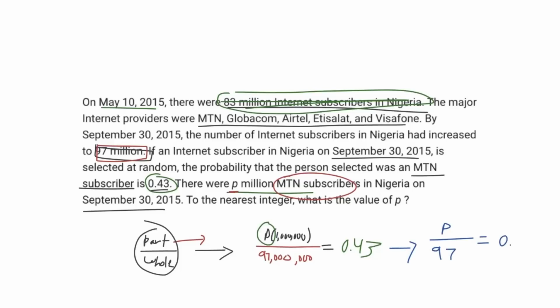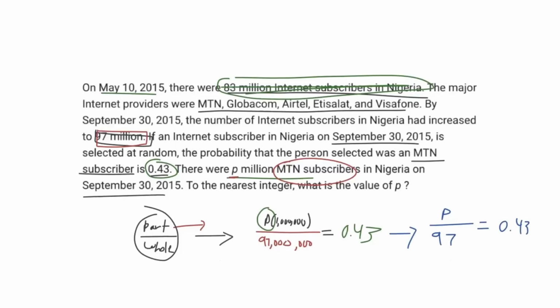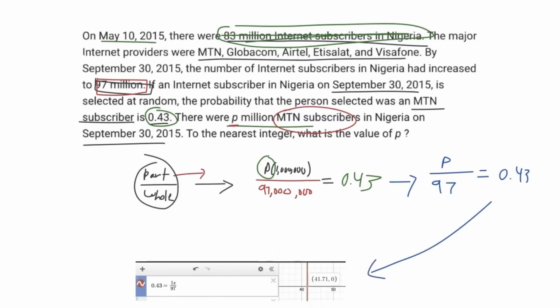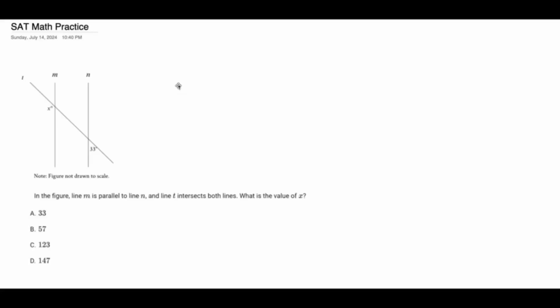equals 0.43. And so you just chuck this into Desmos. I rewrote it differently, but essentially you just chuck it into Desmos and find the value of P, or you can name it X. Find an intersection here, we can see is 41.71. We want the value of P to the nearest integer, and therefore our answer here is going to be P equals 42.